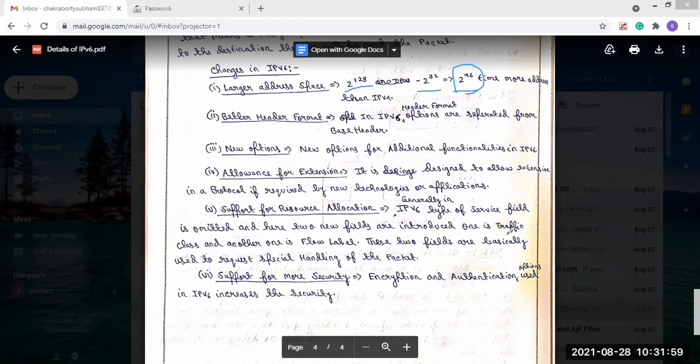Okay. So it provides more security, that is encryption and authentication. IPv6 increases the security. So this is all about our IPv6 packet format and the changes made.